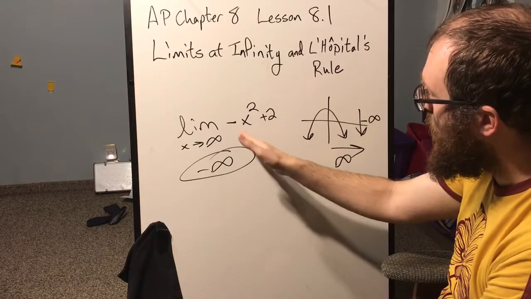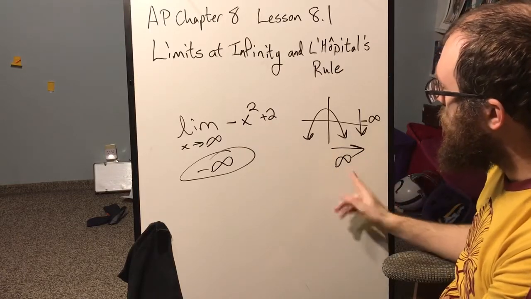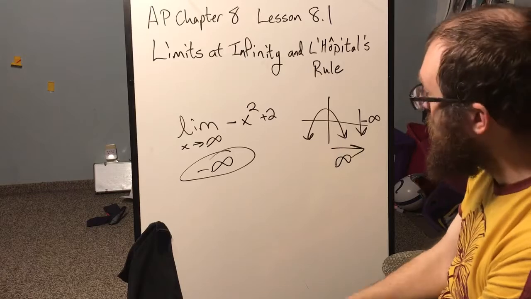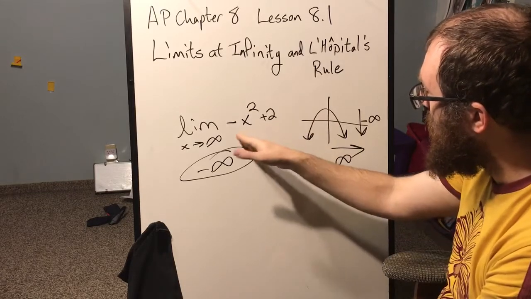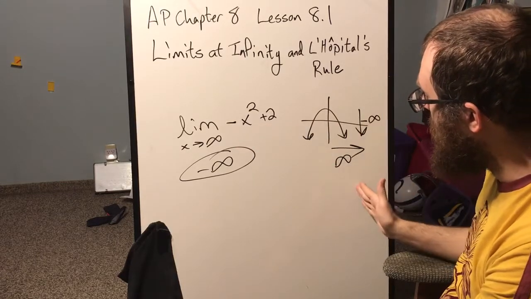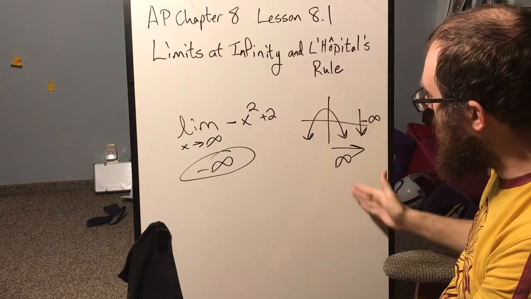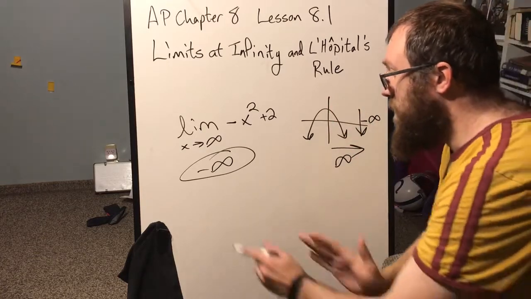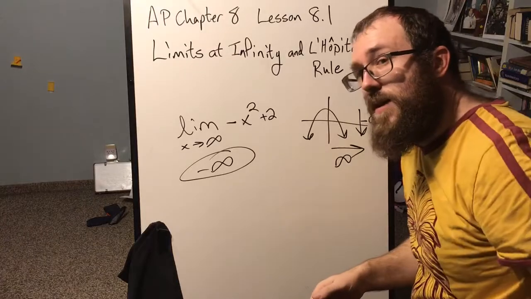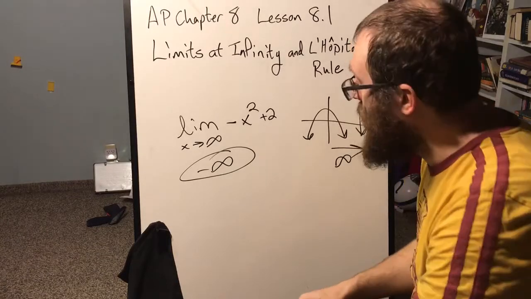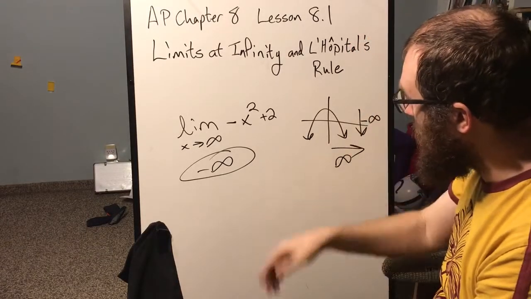If I put 4 in here, I have negative 16 plus 2, which is negative 14. If I put 5 in here, I have negative 25 plus 2, which is negative 23. Already, I am rocketing downward toward negative infinity, just like we were talking about a second ago.